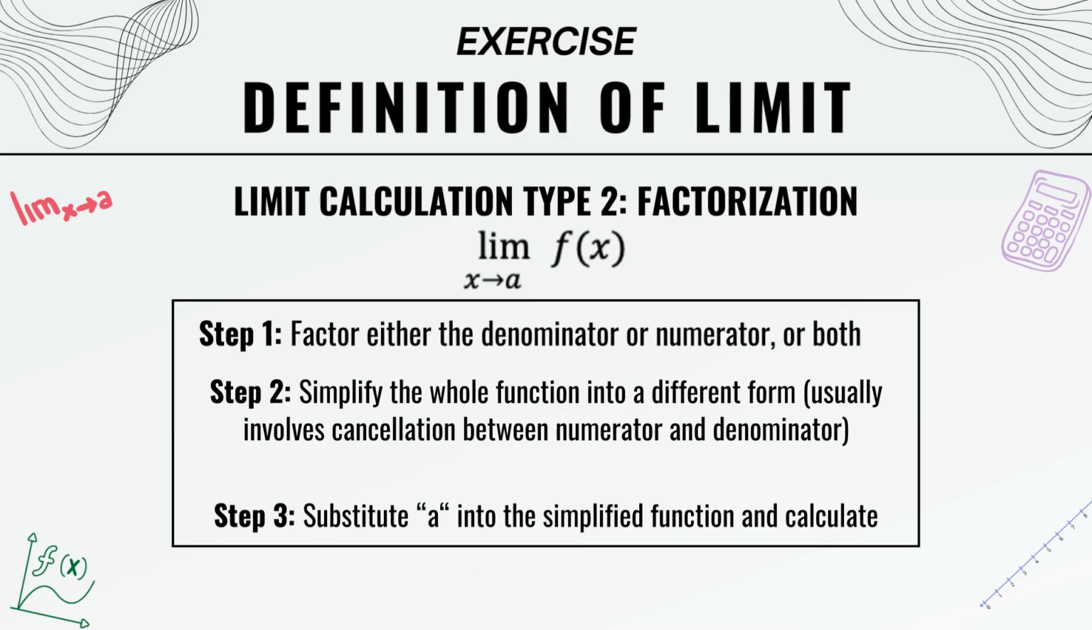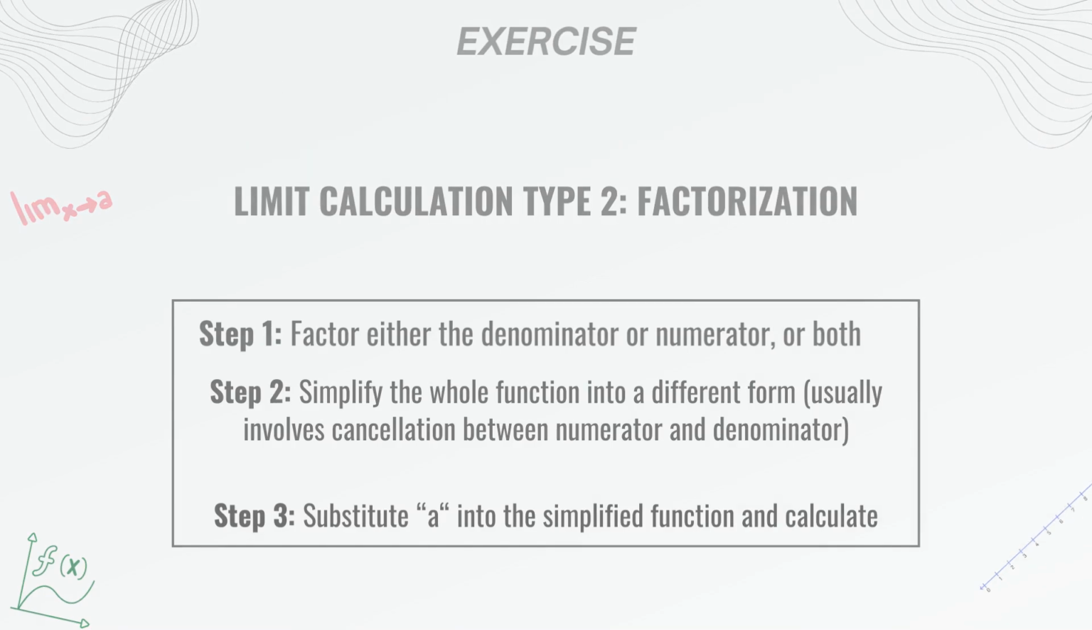Normally, factorization of functions will help you to create a new form of that same function. However, when you try to substitute a into that new function, it will result in a determinate form, a defined value. This type of limit calculation will usually involve fractions with both numerator and denominator as polynomials. I have this classic example that will show you how factorization helps you to avoid indeterminate forms.